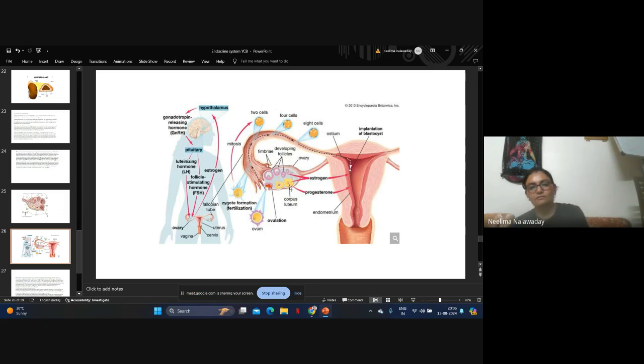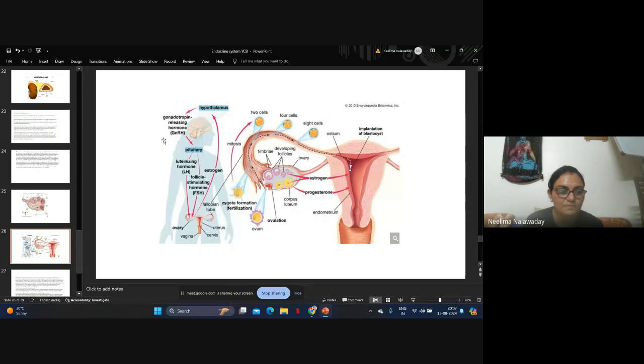Ovaries produce female sex hormones, mainly estrogen and progesterone. Both hormones are responsible for femininity, for development of secondary sexual characteristics, and for baby birth. Both hormones are very much required for menstruation, baby birth, fertility, and at the time of menopause also, their influence is there on all female systemic functions. So ovaries produce estrogen and progesterone.